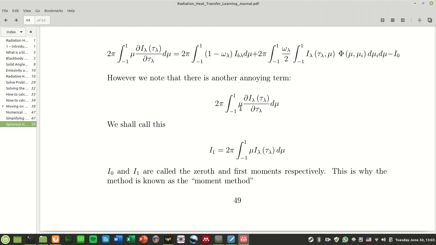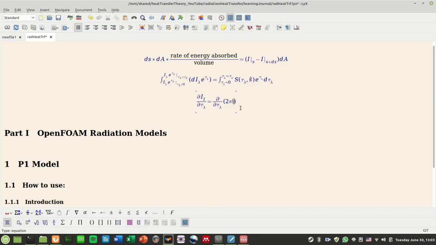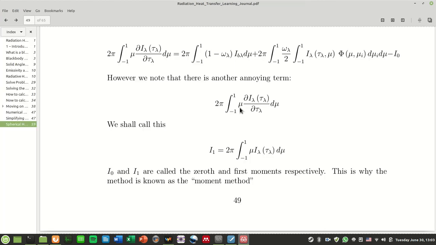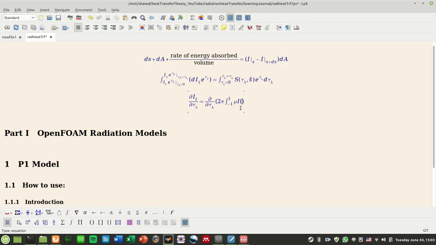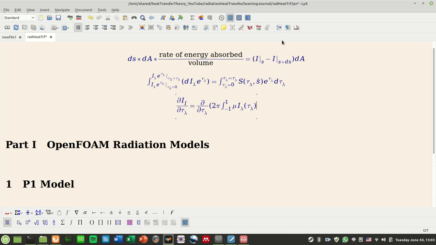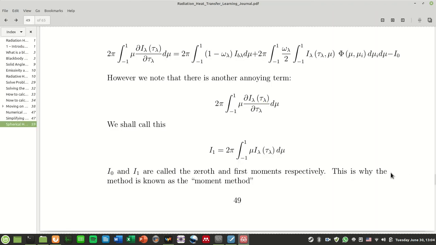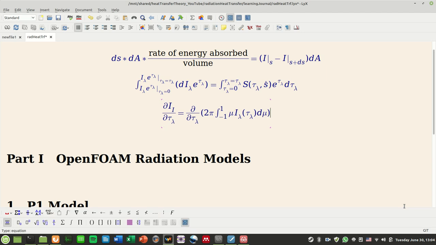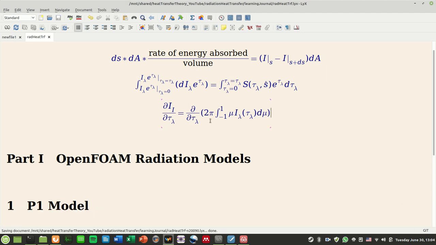First is 2 pi, which we can just bring out. Then we have the integral from -1 to 1 of mu I lambda d mu. Let's see whether I can zoom in. Yeah, I can zoom in. Very good. And let me have a d mu outside and close this up. And that is basically what we have here.